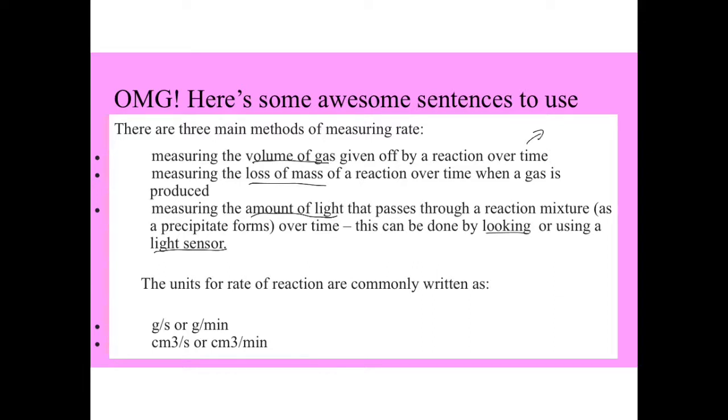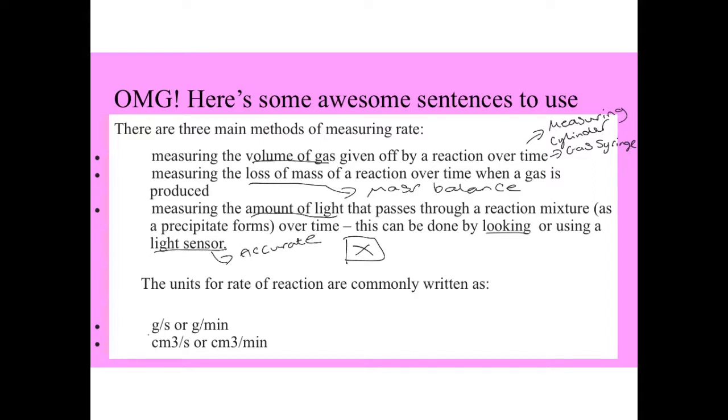For volume of gas, we tend to use a measuring cylinder to collect it. However, a more accurate way would be to use a gas syringe. To measure the loss of mass, we use a mass balance. So you put it on there and you measure how much weight is lost or gained over time. And measuring the amount of light, normally we do this by looking. We did that with the one where you look over it and you look to see when the cross disappears. But you could use a light sensor, that's more accurate because you're not relying on the human eye.